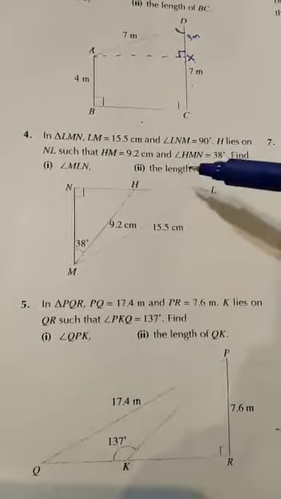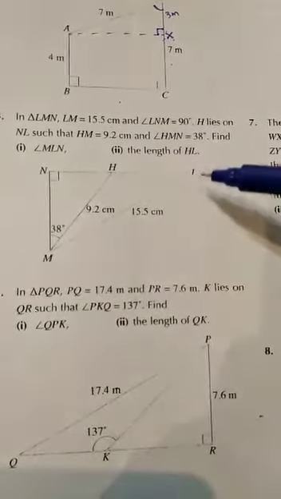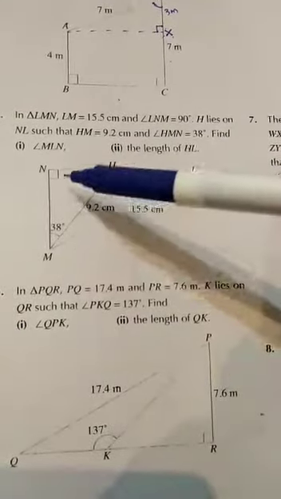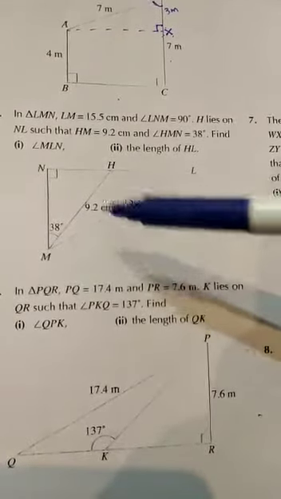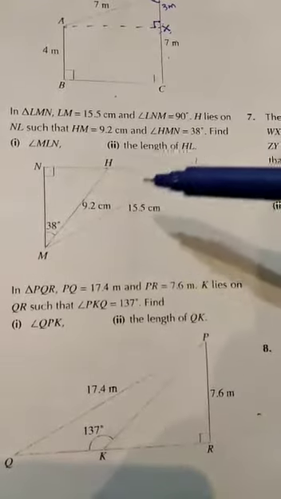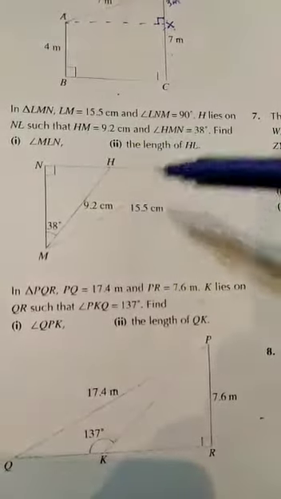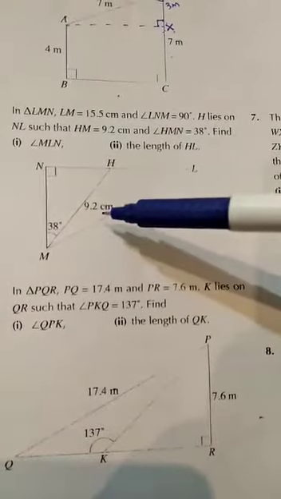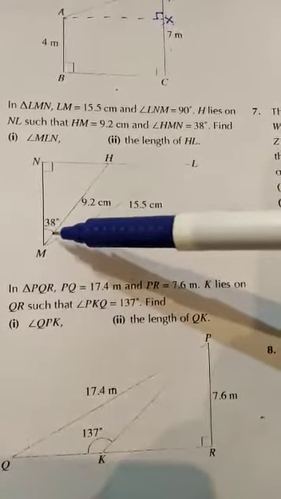Now look at question number 4 of exercise 11C. The statement is: in triangle LMN, LM is equal to 15.5 centimeters and angle LNM is equal to 90 degrees. H lies on NL such that HM is equal to 9.2 centimeters and angle HMN is equal to 38 degrees.